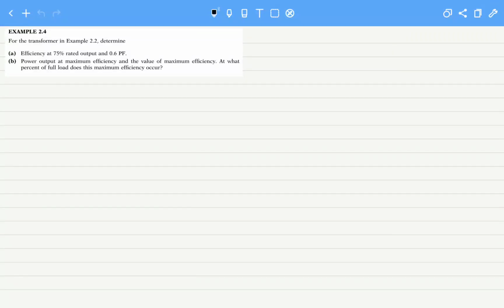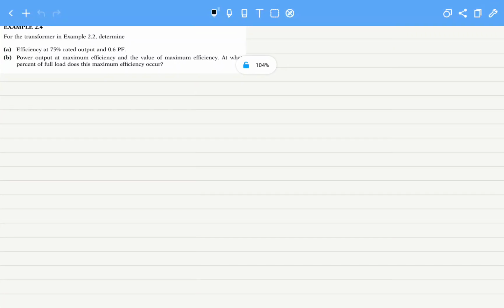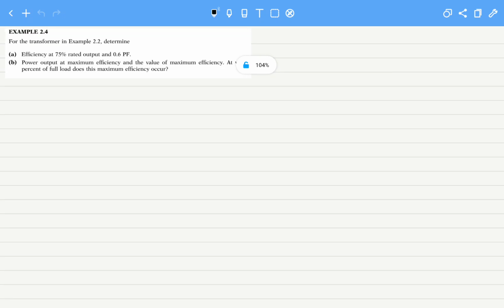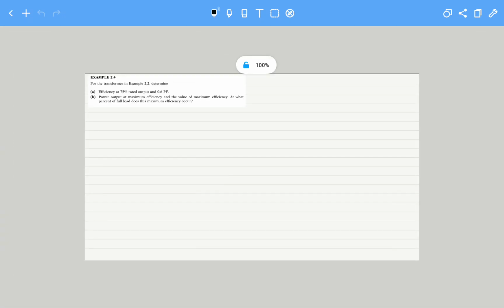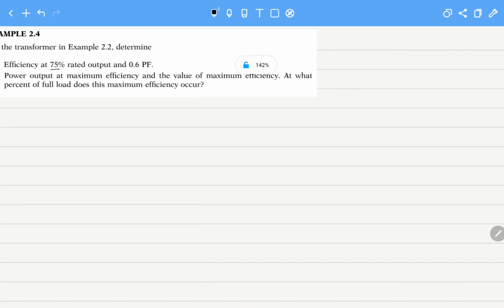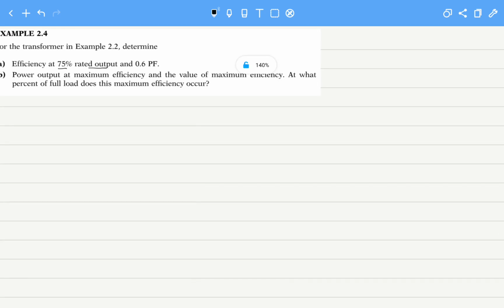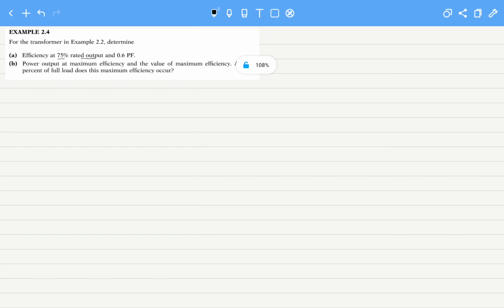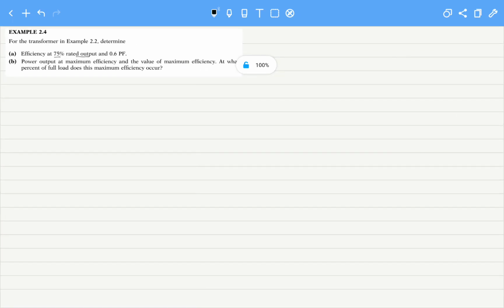Okay, students, this is example 2.4 from the textbook. And again, it is referring to example 2.2, which we solved in the first part. Now it is asking us to determine the transformer's efficiency when it is at 75% of the rated output. So there is a transformer giving output at 75% of its total output capability, and it has a certain power factor, and they want to calculate the efficiency of the transformer.